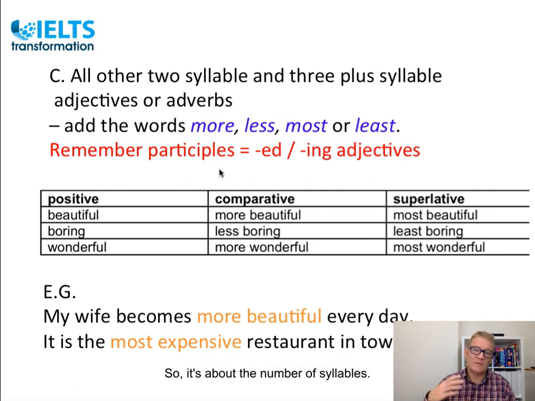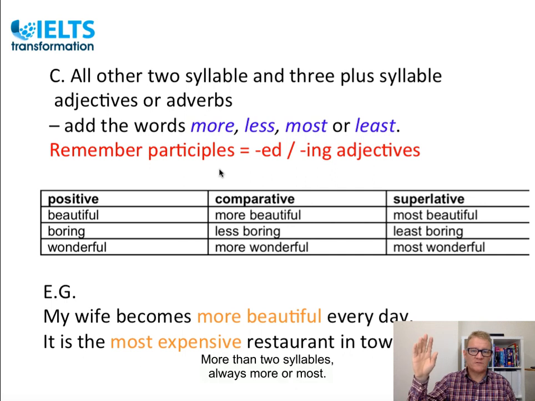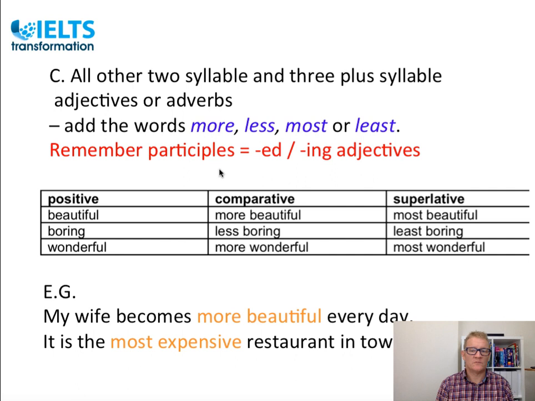Okay, so it's about the number of syllables. One syllable, ER, EST. Some two syllables, ER, EST, some more, most. More than two syllables, always more or most. Okay.